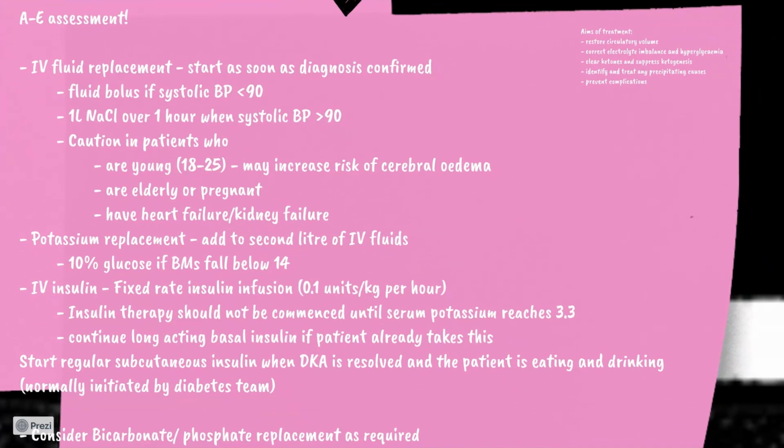Generally, we follow a 1-2-2-4-4-6 regimen, so this is 1 litre over 1 hour, then 1 litre over 2 hours, then 1 litre over 2 hours, then 1 litre over 4 hours, then 1 litre over 4 hours, and then 1 litre over 6 hours.